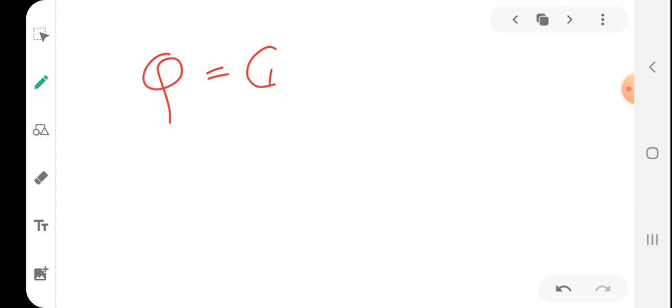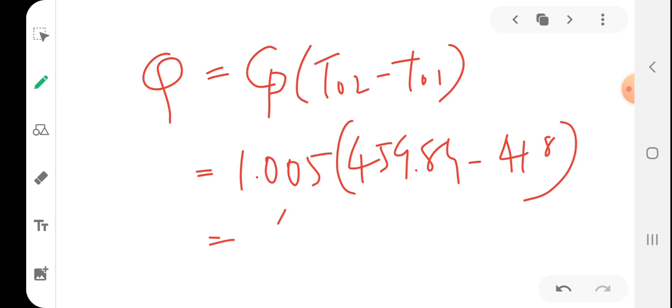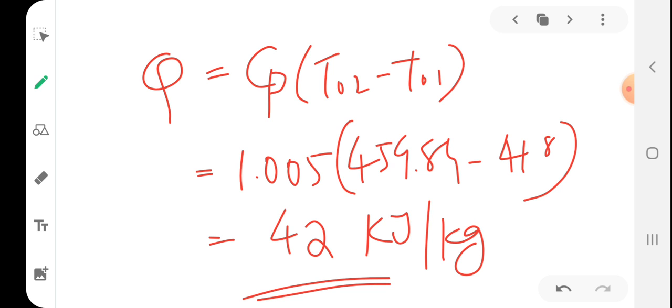So Q will be Cp into T02 minus T01, where Cp of air is 1.005. It won't be given in the question, you have to remember that value. 459.84 minus 480 will be around 42 kilojoule per kilogram. Why kilojoule? Because 1.005 is kilojoule per kilogram Kelvin, so the value here is kilojoule per kilogram.